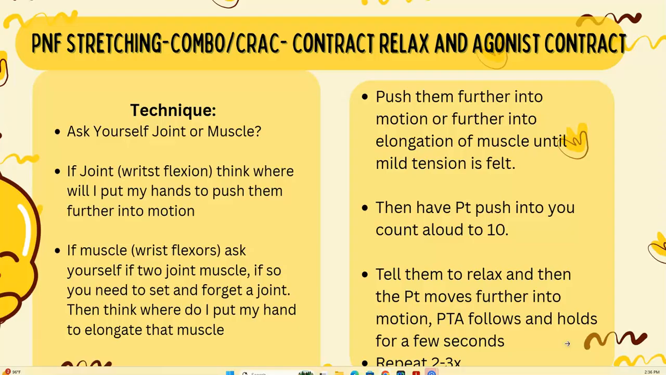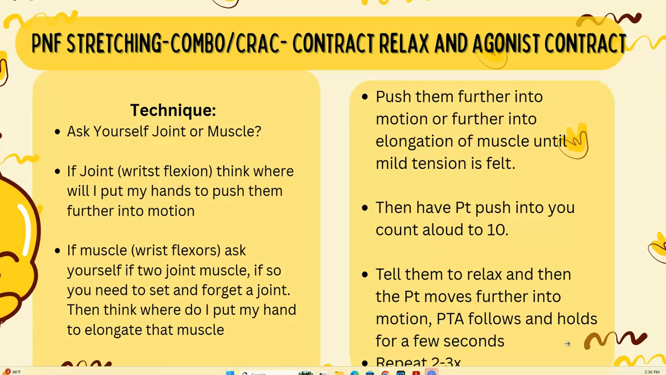Next, our combo. This is also known as contract relax and agonist contract, or our CRAC technique. And this is combining our contract relax and our reciprocal inhibition together. So let's say that we're doing wrist flexion again, okay? So it's a joint. We're going to keep the elbow bent. We're going to push our patient's wrist into more flexion until they feel tension in the joint.